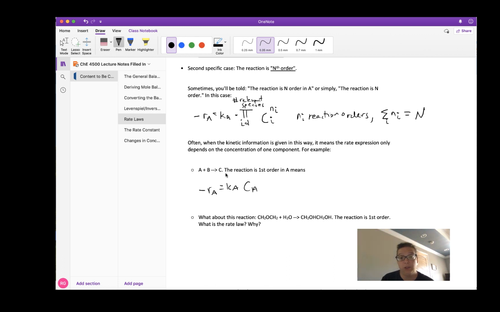So the reaction is first order in A. I have 2 reactant species here. I'm not given any information about B. I'm just told it's first order in A. So I'm just going to take what the problem tells me and write that down.